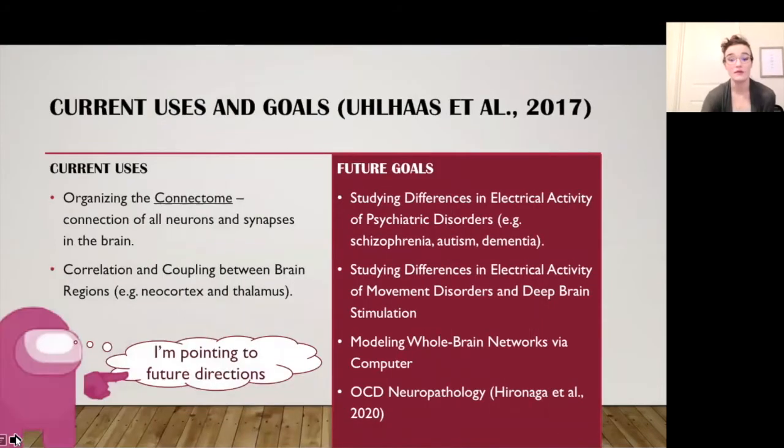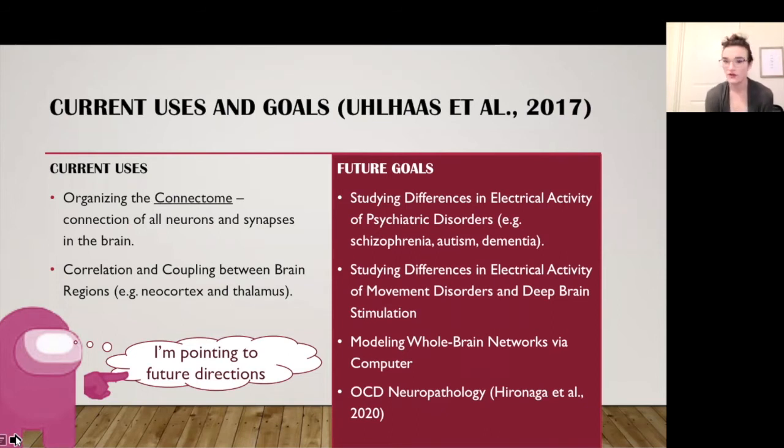Next up, we have the current uses and goals. So here we're looking at what we have now, and we're pointing to future directions. Currently, MEG is used for organizing the connectome, which connects all the neurons and synapses in the brain. It's also used to measure relationships, be it correlation or coupling, between brain regions that normally aren't very close to each other, such as the neocortex and thalamus.